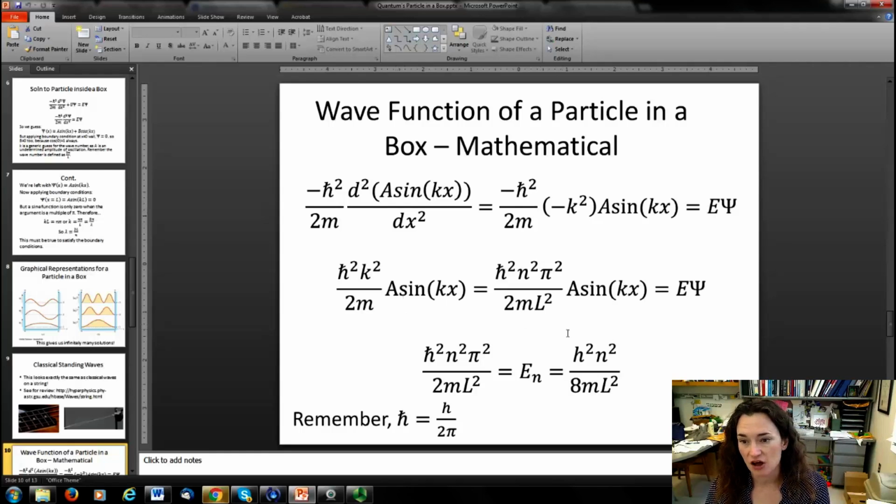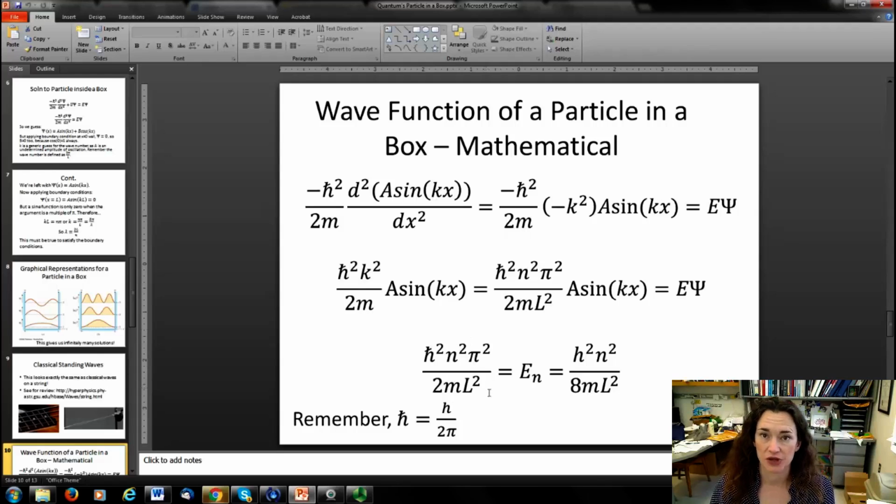Now I can pull out the wave function from both sides. I can plug in for what I know k is, where I solved for it on the earlier slide. K, remember, was n pi over L, so I can plug in for k into that equation, and I can end up with my energies. My energies for my particle in the box are going to be equal to h bar squared times n squared times pi squared over 2mL squared.